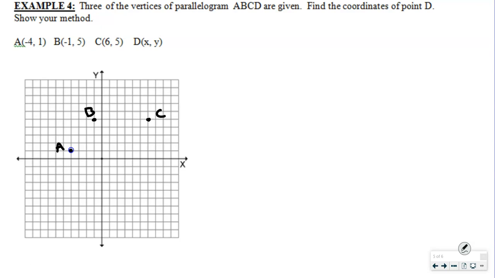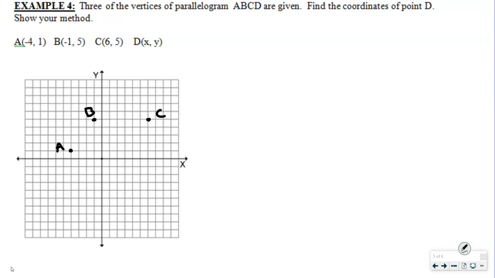But this time we know it's a parallelogram. We're told it's a parallelogram. So we need to show one of our methods. We use one of our methods. So either we can use our distance formula or our slope formula. We need to be able to find either the slope from C to D, or find the slope of A to B, and then use that same slope with C to D.